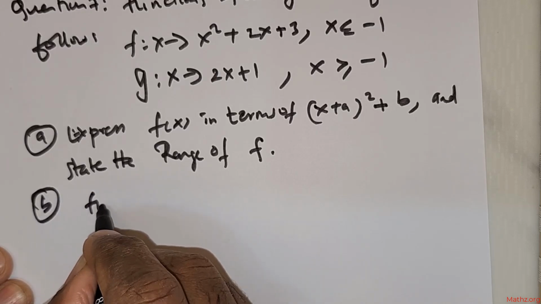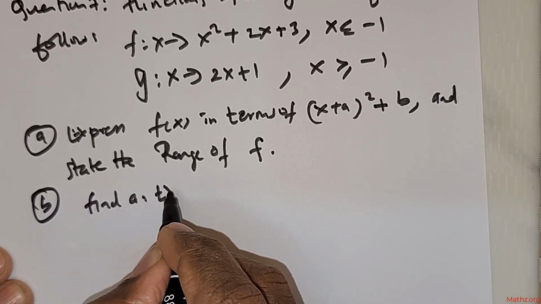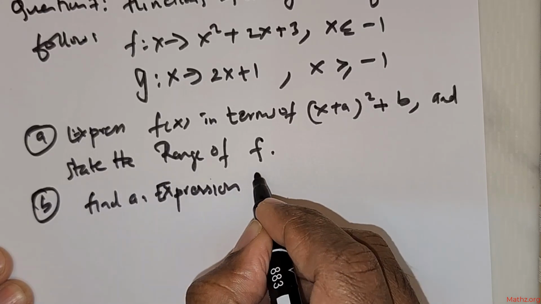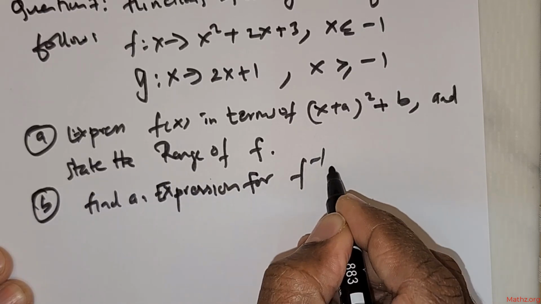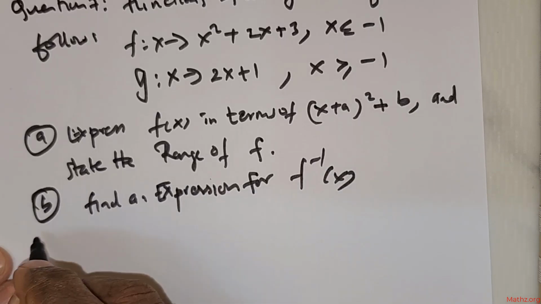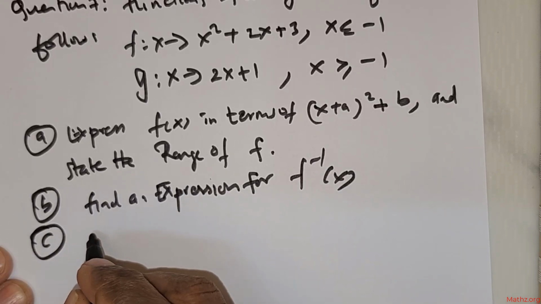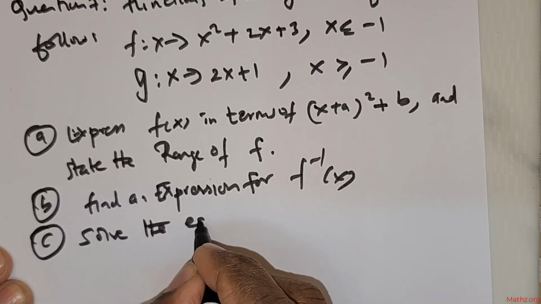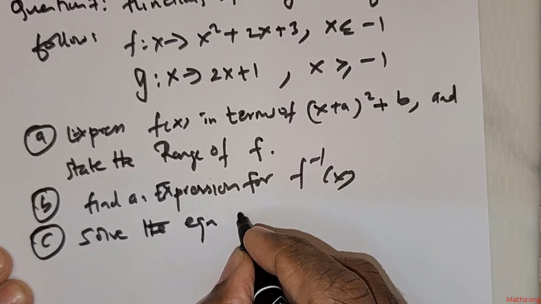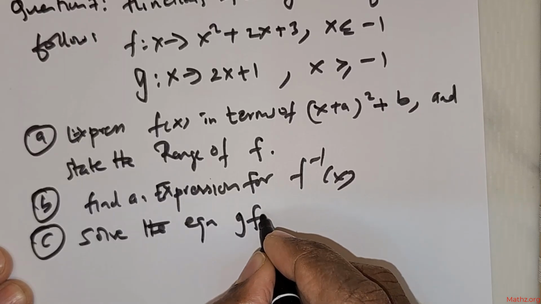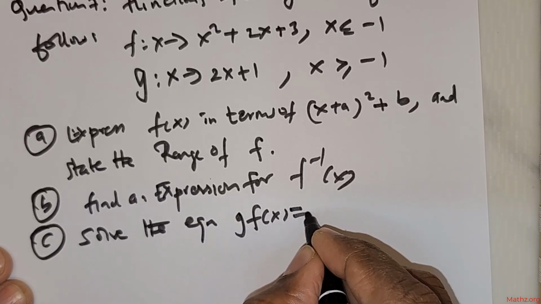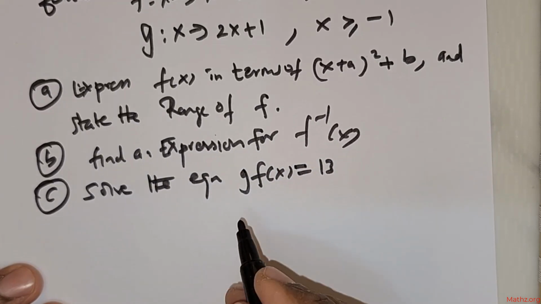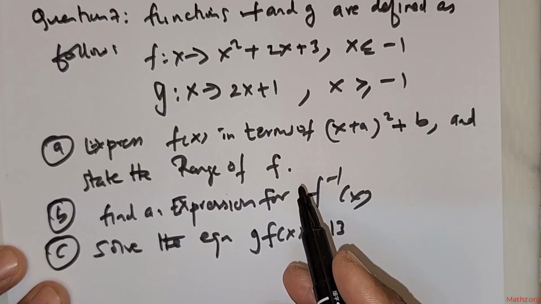Part B is find an expression for f inverse of x. Now part C is solve the equation g times f of x is equal to 13. Okay, so let's get started.